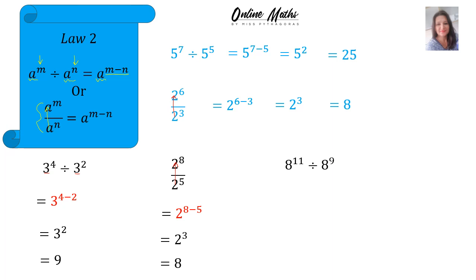8 to the 11 divide by 8 to the 9. Then we say division, bases are the same, we subtract exponents. So the base is 8, and then the exponent is 11 minus 9, which is 8 squared, and 8 squared is 64. 15 to the 7 divide by 15 to the 6. The bases are the same, therefore I subtract exponents. It will be 15 to the 7 minus 6, which is 1, and then the answer is just 15. We don't write that invisible 1 over there.